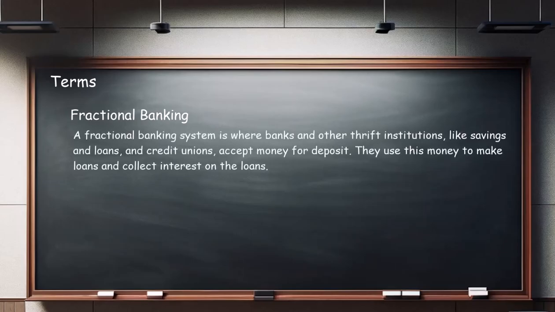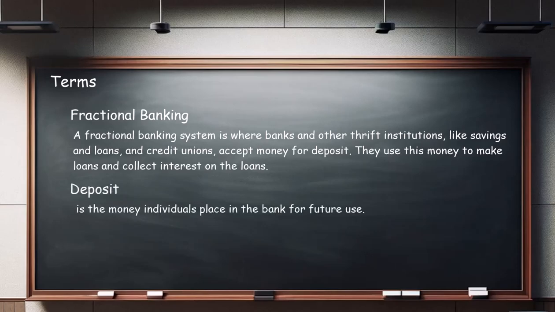A fractional banking system is where banks and other thrift institutions, like savings and loans and credit unions, accept money for deposit. They use this money to make loans and collect interest on the loans. However, the government requires banks to keep part of the deposits so depositors can access their money if needed.